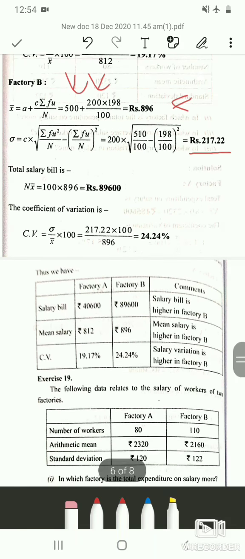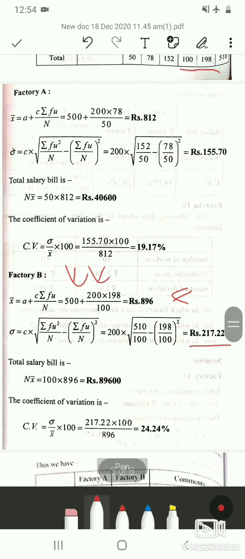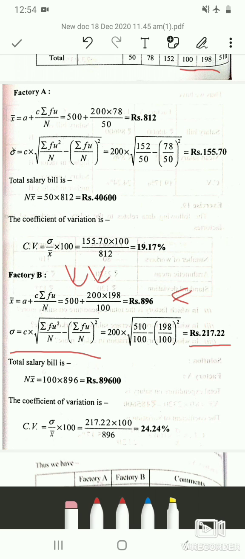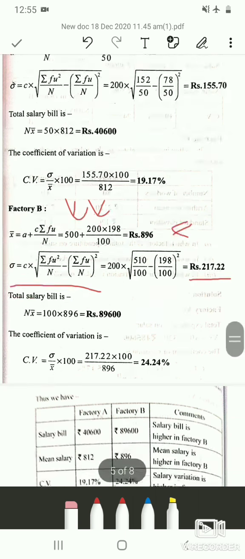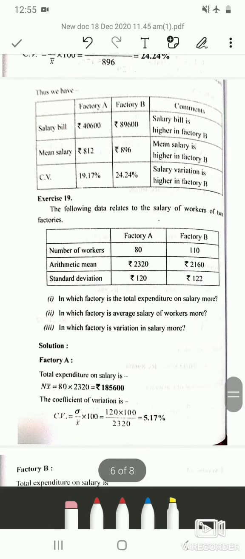So note, if you are confused with the step deviation method and the formulas to be taken, you can even go for direct method with the same formulas which we had seen in the previous class. That is, for arithmetic mean it will be summation fx divided by capital N for the continuous data, and for sigma we can use square root of summation fx square divided by capital N minus summation fx divided by n whole square. So it's up to you.